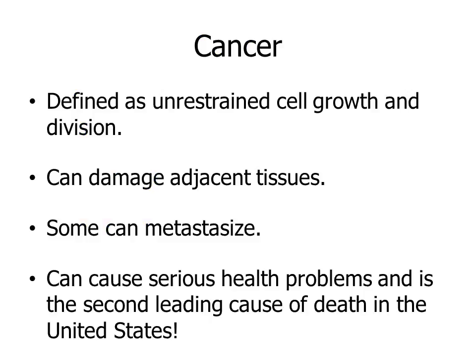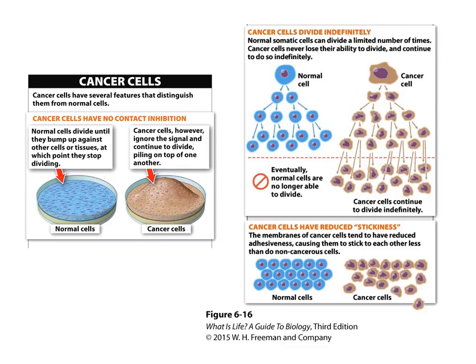Cancer is defined as unrestrained cell growth and division. It can damage tissues. It can metastasize, which means that the tumor can get up and travel through your body to other parts. So I used to research breast cancer, and breast cancer has a tendency to metastasize to bones. And we were interested in why the bone. Like, why do breast cancer cells want to travel to the bone specifically? And so different types of cancers are going to metastasize to different regions. And this is the second leading cause of death in the United States.